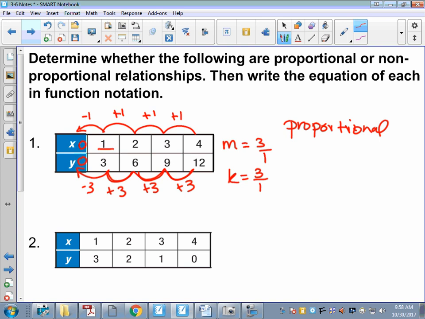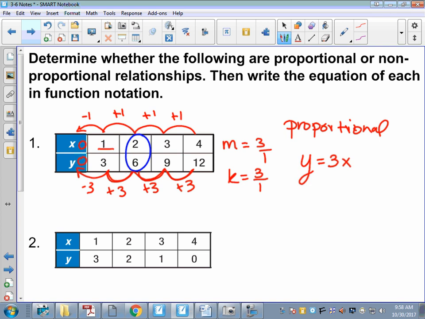And to write the equation, I know my slope, my constant, is 3. Y is equal to 3x. So I'm going to check this with a couple of the ordered pairs. If I plug in these ordered pairs, let's plug in 0, 0. Well, first of all, 0, 0 works. When x is 0, y is 0.